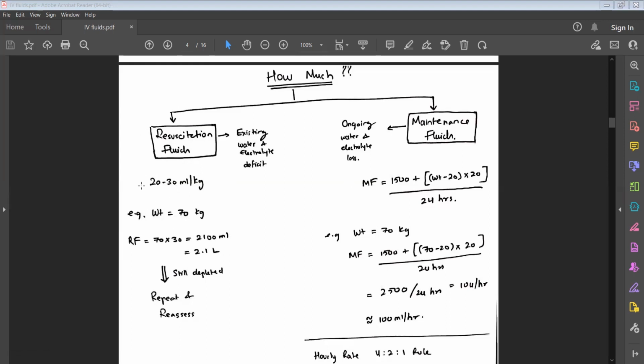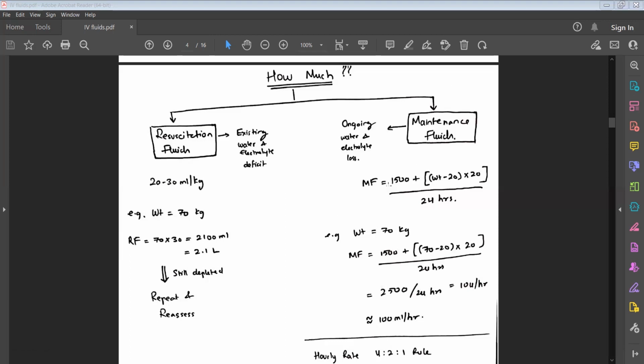Resuscitation fluids are about 20 to 30 ml per kg, which means this patient will require at least 2.1 liters of fluid to resuscitate. You give 2.1 liters, usually it is given as a bolus, and then you will see that the patient is still dehydrated based on the signs, which I'll be discussing further. And that's when you will repeat this and give about 1 to 2 liters more as a bolus, and again assess the patient if they need more. Once you have resuscitated the patient, then you will calculate the maintenance fluids.